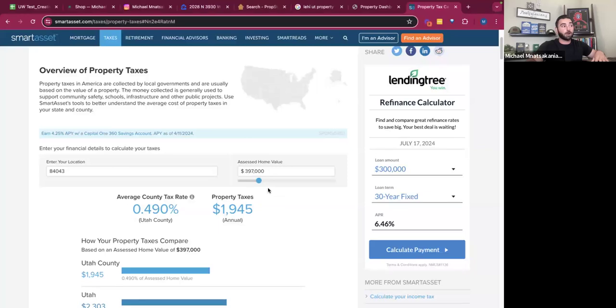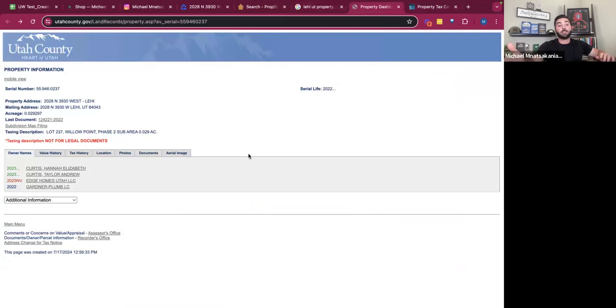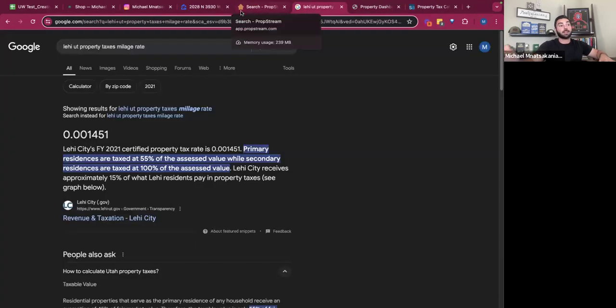They could have qualified for one and only paid tax on 55% of the assessed value instead of the full amount. I don't see that occurred because I don't see the adjustments, but I'm also not very familiar with Utah, this county. I don't know about it. So dive into that, get the tax statements from them as well as the mortgage statement if possible.